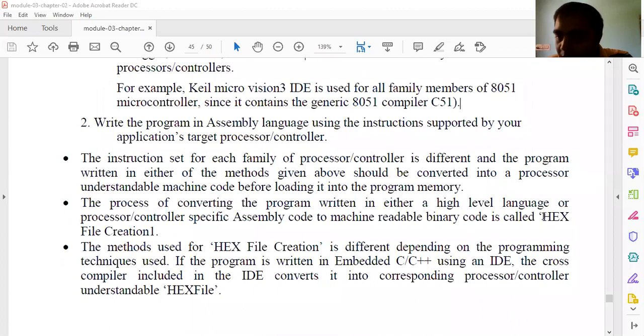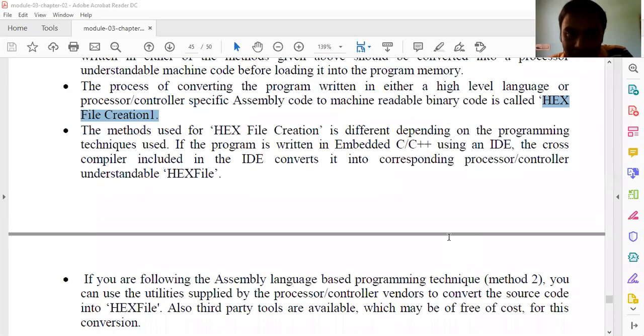But remember, it is a very important point: in software programs we are not creating any hex file. You cannot see the hex file created there, but you will see the hex file created in hardware programs where we use embedded C and C++. That particular concept, converting the higher level language into machine understandable code, is called hex file creation. Hex file creation is nothing but machine code generation. Very simple, right?